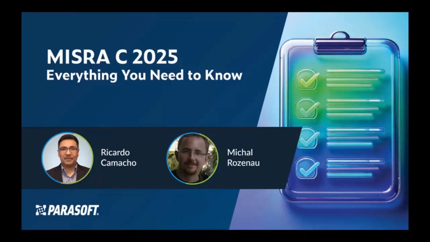Michal brings deep expertise in safety-related applications and helps organizations meet compliance with standards like IEC 61508, ISO 26262, DO-178C, and EN 50716 or EN 50128 for rail. He also leads the development of the static analysis engine in Parasoft's testing solution. So you're in excellent hands.